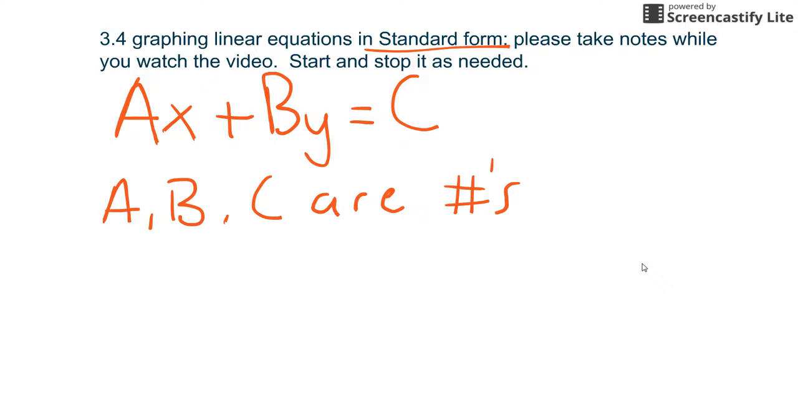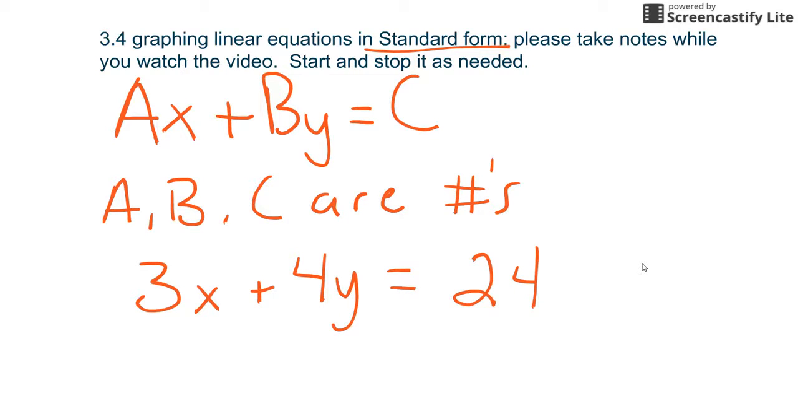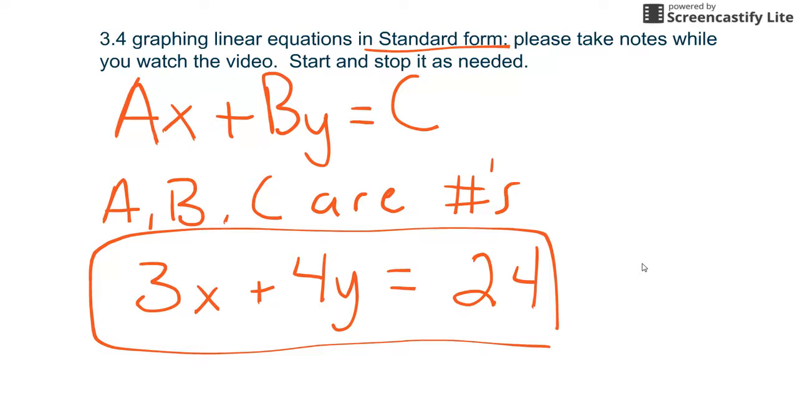So the x is going to stay an x, the y is going to stay a y, and an example might be something like 3x plus 4y equals, let's say, 24. So all of your equations this section will be in this format, and really these can be any numbers, but it's a number squeezed with x and a number squeezed with y equals a constant down here. And that's what standard form is.